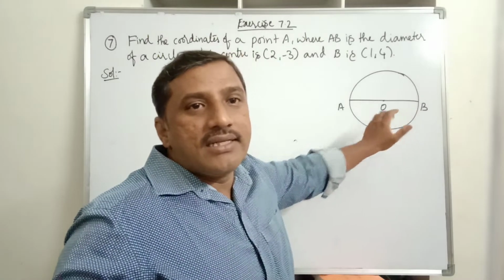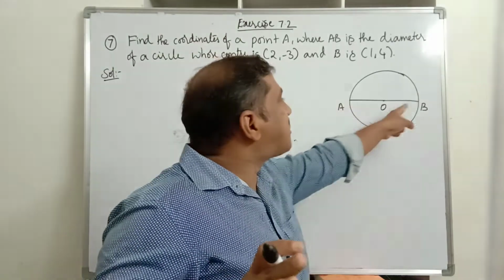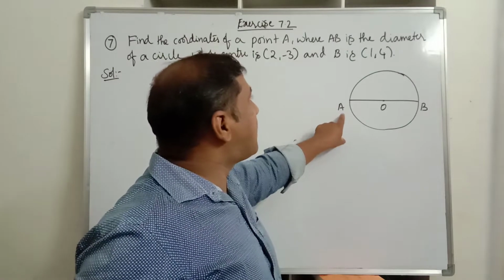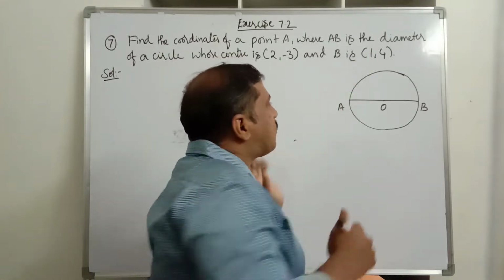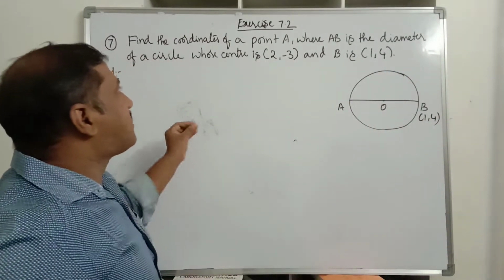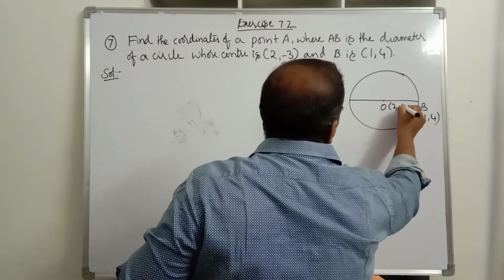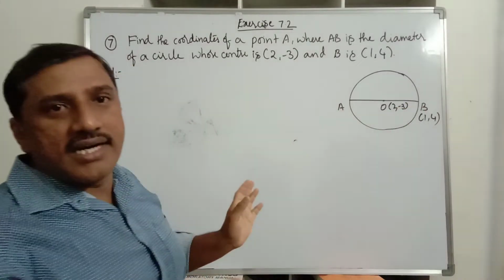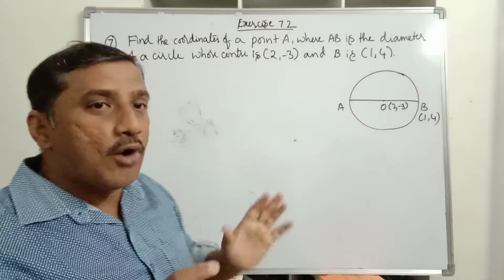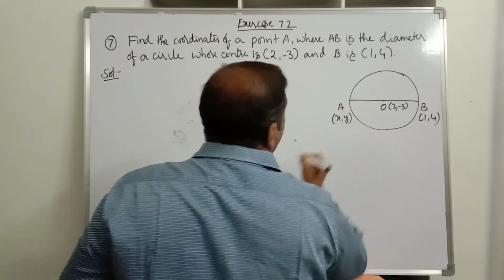What is diameter? The longest chord of the circle is known as diameter, or the chord which passes through the center of the circle is known as diameter. AB is the diameter and coordinates of B is given, that is (1, 4). A we don't know, but the center is given. Coordinates of center it is (2, -3). The coordinates of center O is given and we need to find the coordinates of point A. So let the coordinates of point A be (x, y), and we will find it.